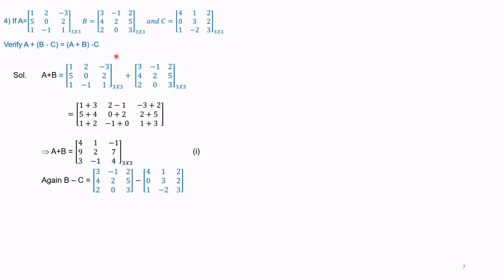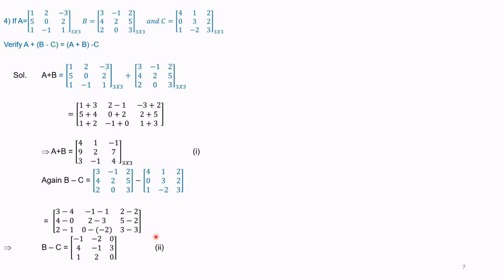Again, we are required to perform B minus C, which is given on the left hand side. We have to find from the given matrices B minus C. B is written here, minus C is written here. So let us do the subtraction. Therefore, 3 minus 4, minus 1 minus 1, 2 minus 2, 4 minus 0, 2 minus 3, 5 minus 2. In the last row, 2 minus 1, 0 plus 2, minus of minus is plus 2, 3 minus 3.